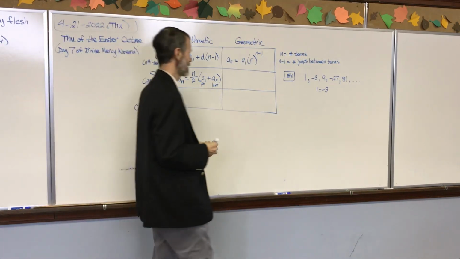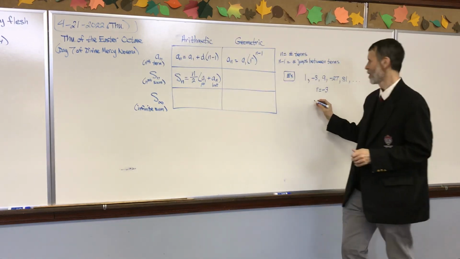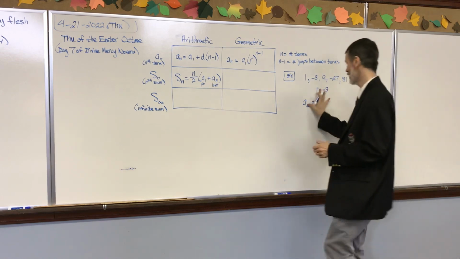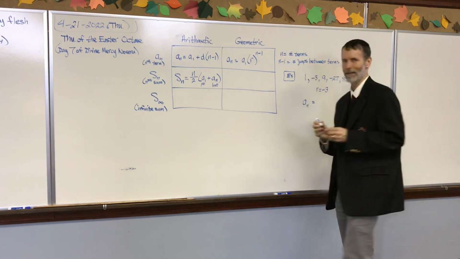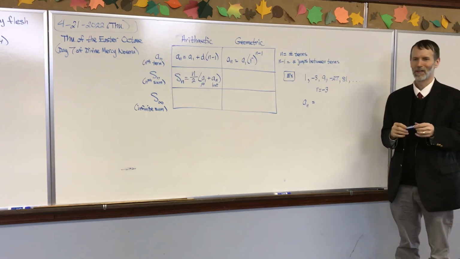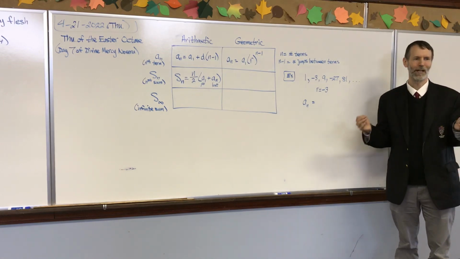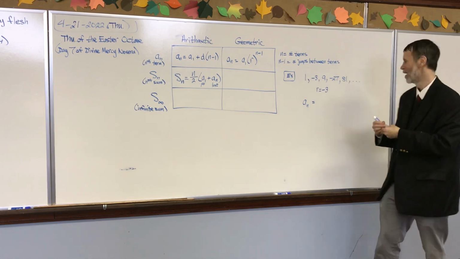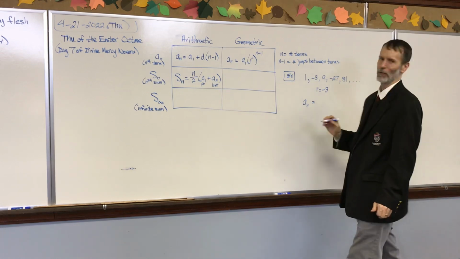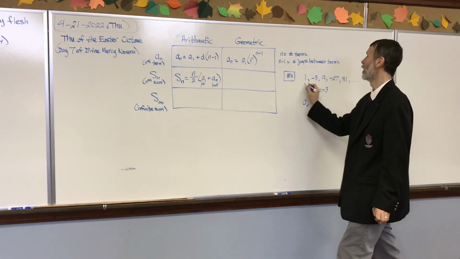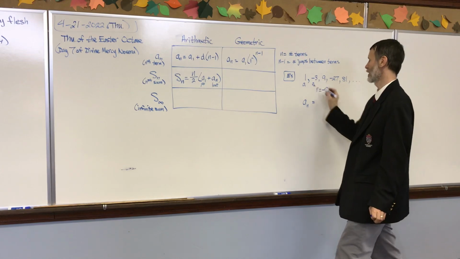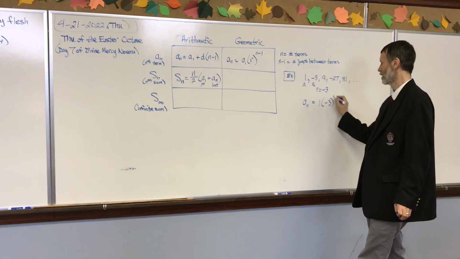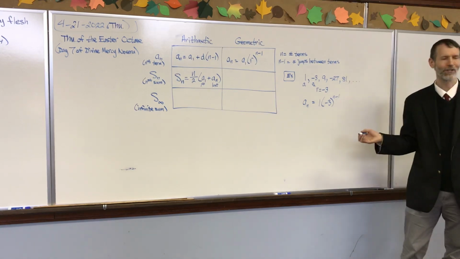Correct. Actually, let's give me the general formula for a sub n on this one. What's the general formula for finding the nth term of a geometric sequence? Right, a1 times r to the n minus 1. And what's a1 in this case? It's 1. a1 is just the first term, a2 is the second term. So a1 is 1, times parentheses what? -3, to the power of? n minus 1. Exactly. That's all there is to it.